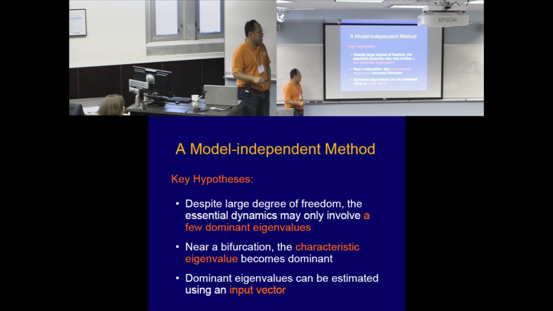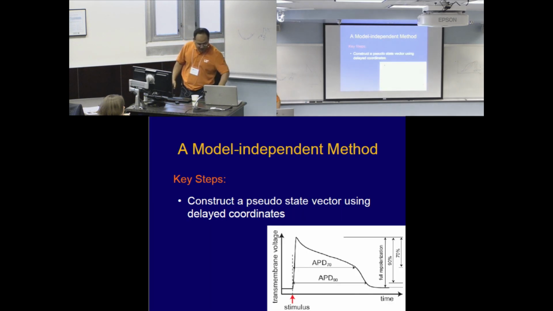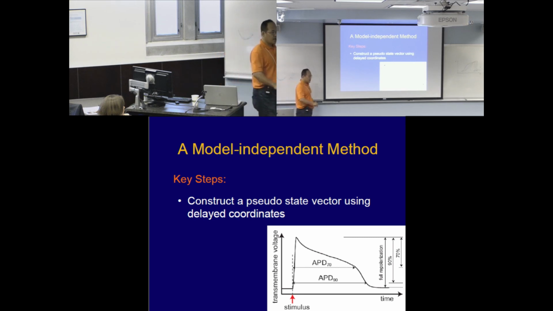And then, hopefully we can estimate those dominant eigenvalues. Okay, so those are the key hypotheses. Now the methodology is this. Our measurement is a one-dimensional measurement, but the dynamic system is a high-dimensional system.